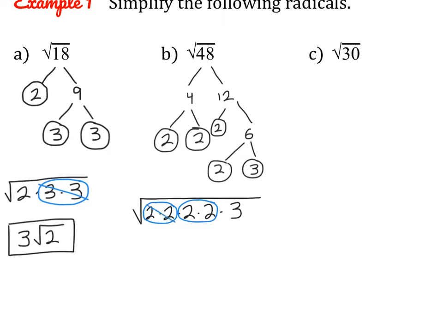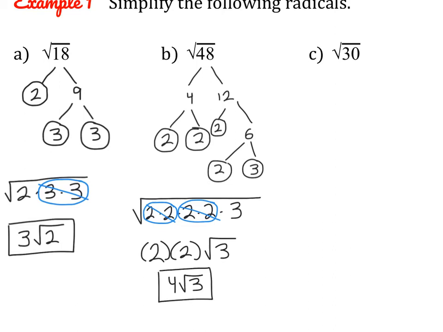So for this pair, one is going to escape out front, but I have another pair. So another 2 is going to escape out front. Notice that I put parentheses around them because I will multiply those two values. Now let's see what we have left inside our radical, just a 3. And 2 times 2, of course, is 4. So our final answer is 4 times the square root of 3. So this is the simplified version of square root of 48.